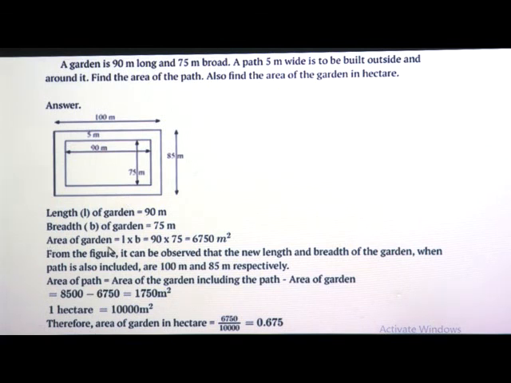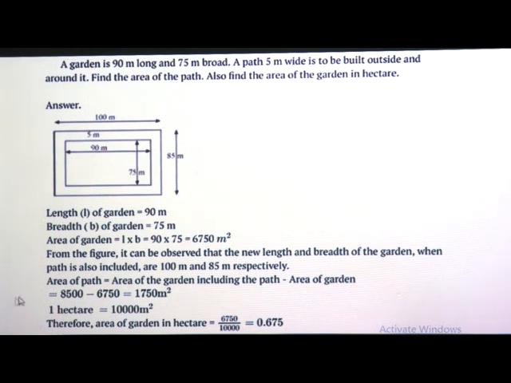Now, the area of a garden is equal to, what is area? It is nothing but L into B, that is length into breadth. So, here we know the length 90 meter multiplied by 75 meter, so it is 6750 meter square. So, that is the area of this garden.